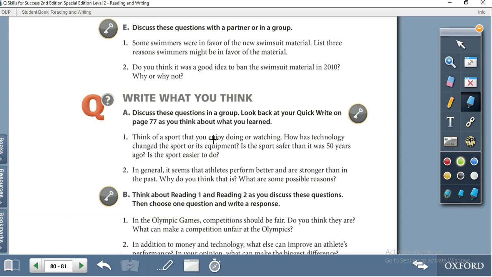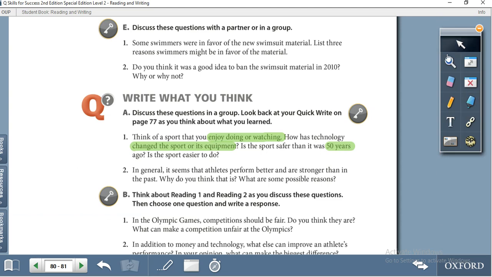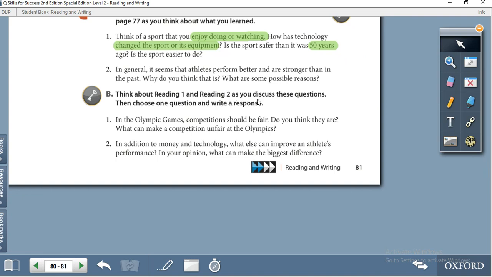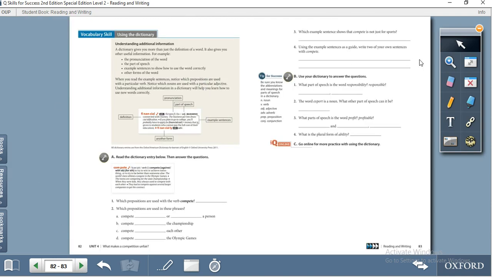Think of a sport you enjoy doing and watching. For example, if you like football, soccer, how has technology changed the sport or equipment in 50 years? You have to write football 50 years ago and football today. Think about readings 1 and 2 as you discuss these questions, then choose one question and write a response. In the Olympic Games, competition should be fair. Do you think it is? What can make a competition unfair? You have to do this according to the reading.